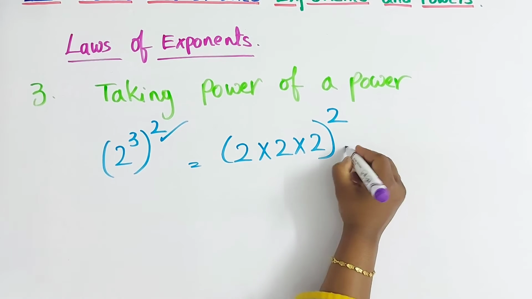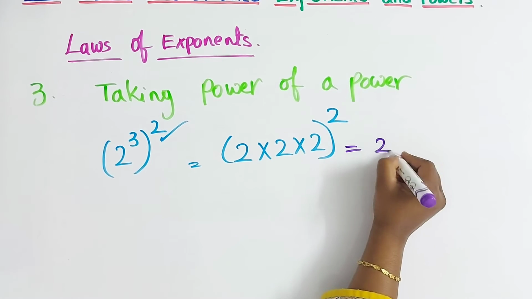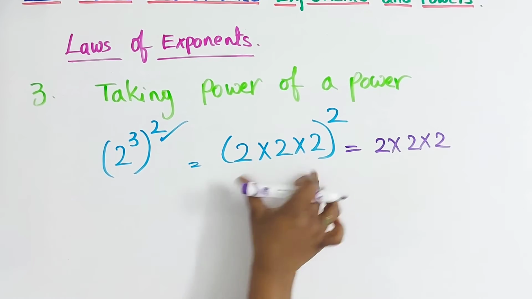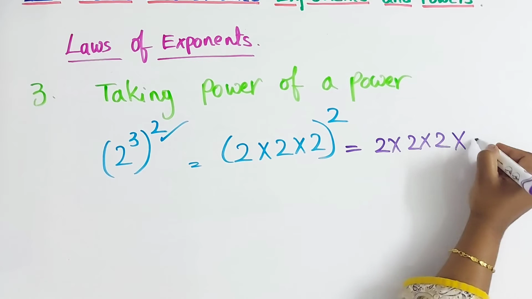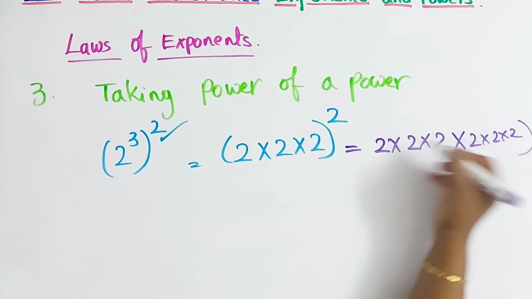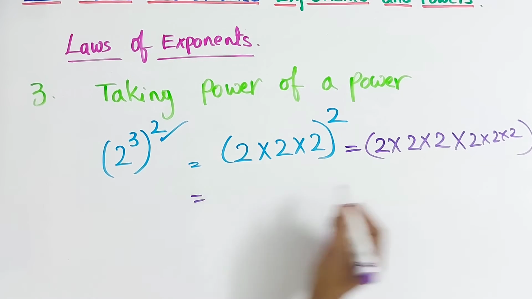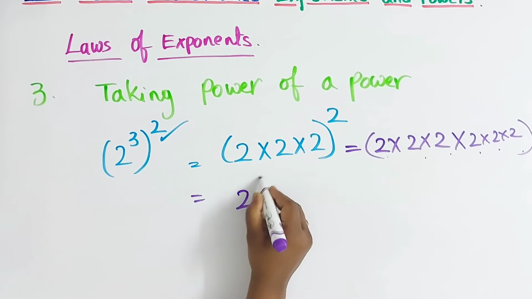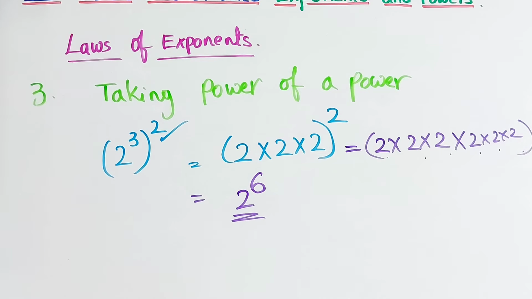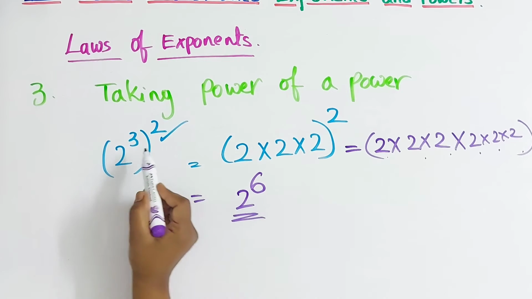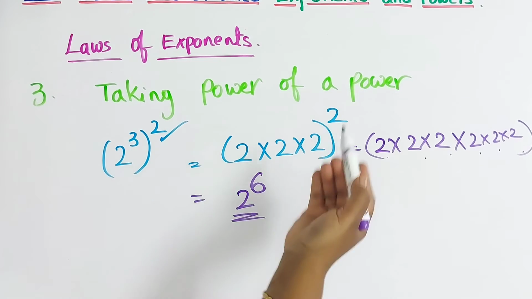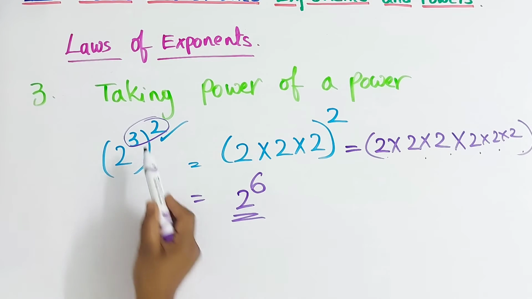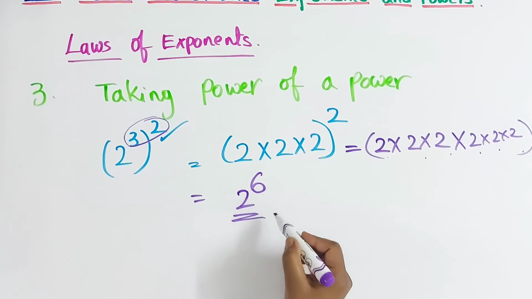So this is equal to (2 into 2 into 2) raised to the power of 2. The same thing we have to repeat 2 times: into 2 into 2 into 2. So 2 times is finished. Now count how many 2's: 1, 2, 3, 4, 5, 6. 2 raised to the power of 6. If you observe the answer, when we are taking power of a power, the answer will be the multiplication of these two powers. 3 twos are 6. 2 raised to the power of 6 is the answer.